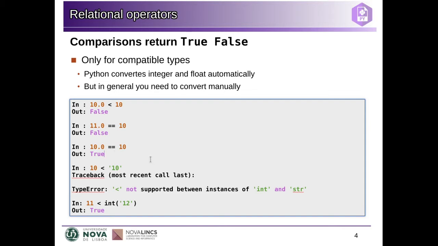In most cases, you need to do your own conversion if you're trying to compare different types of objects. For example, comparing the integer 10 to the string 10, Python will tell you that this is not supported between these different types of objects, integer and string. So you have to actually do your own conversion if you want to do the comparison. In this case, converting the string into an integer representation and then comparing.